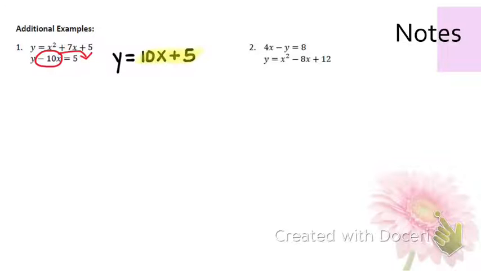So I'm going to take this 10x plus 5, and I'm going to set it equal to x squared plus 7x plus 5. So let's do that. All right, so that's our first step. Set them equal to each other.